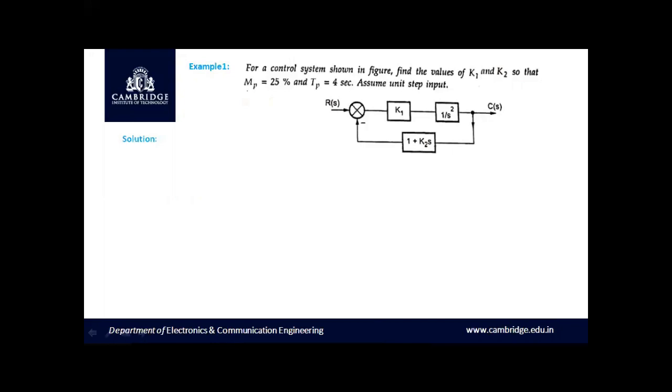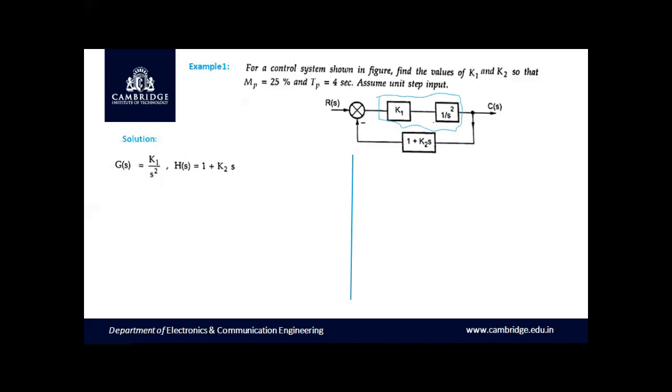You are given with maximum peak overshoot of 25%. Then we have TP as 4 seconds. And from the block diagram, you can simplify the block as K1 and 1 by S square are two blocks in series. So you can take the product of both and you can represent G of S as K1 into 1 by S square. Therefore, I can write G of S as K1 by S square. And here we have a negative feedback with H of S equal to 1 plus K2S.